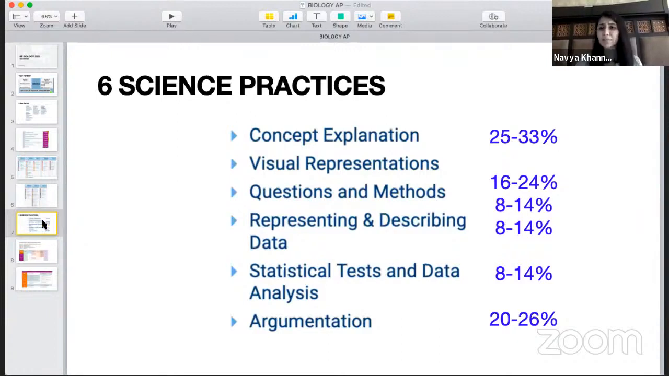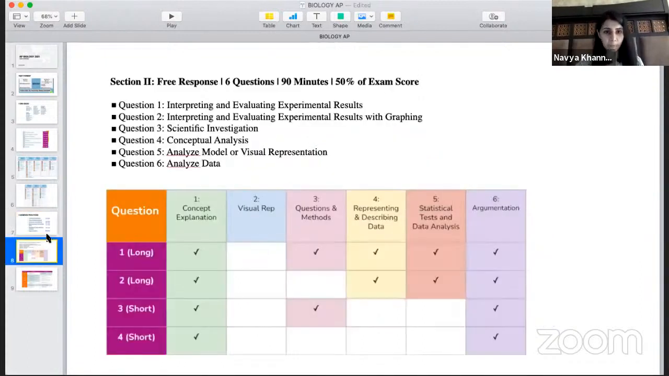So these are the 6 science practices, or the six types of questions that they can give you, right? Now, this is just a brief interpretation of what you can get in your free response questions. So like we talked about, these 6 concepts, right? Concept explanation, visual representation, question and methods, representing and describing data, statistical, and argumentation.